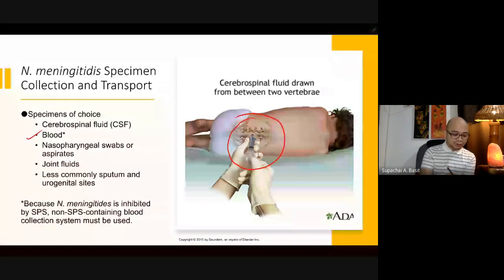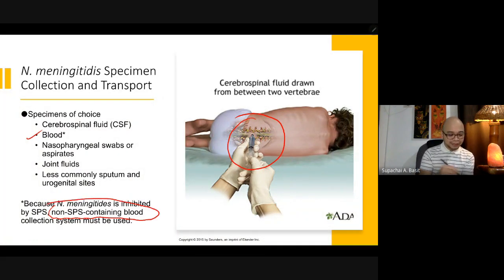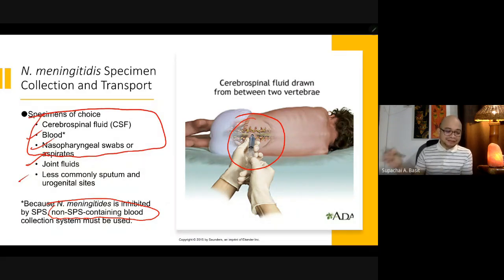So we have to use a non-SPS containing blood collection system, nasopharyngeal swabs or aspirates, joint fluids, and less commonly the sputum and the urogenital sites. But the most common are the first three: cerebrospinal fluid, blood, and nasopharyngeal swabs or aspirates.